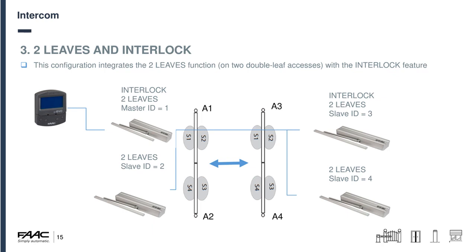And then the leaves on interlock. This is where you have 1 master, and this would incorporate 3 slave units. So 1 master and then the 3 slave units. The configuration integrates the 2 leaves function on 2 double leaf accessors with the interlock feature.